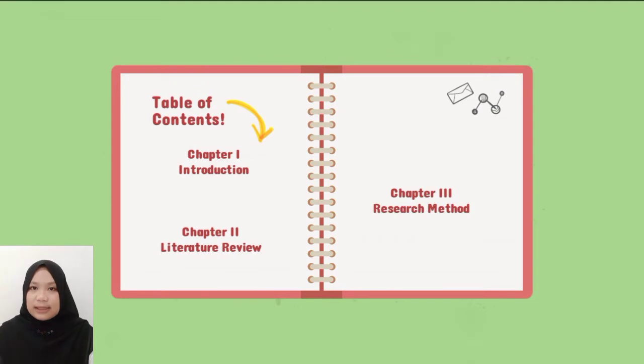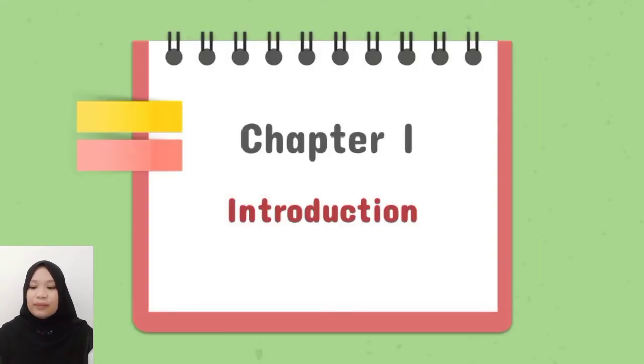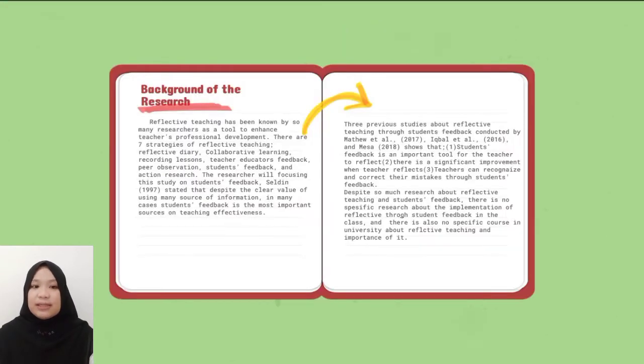Table of Contents. This research consists of Chapter 1 Introduction, Chapter 2 Literature Review, Chapter 3 Research Method. Now we move to Chapter 1 Introduction. The first is the background of the research.